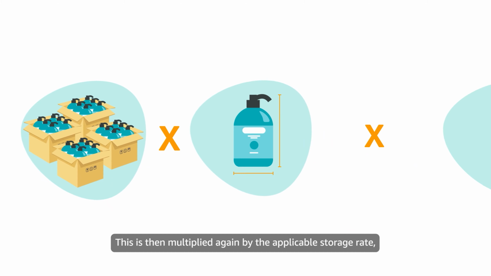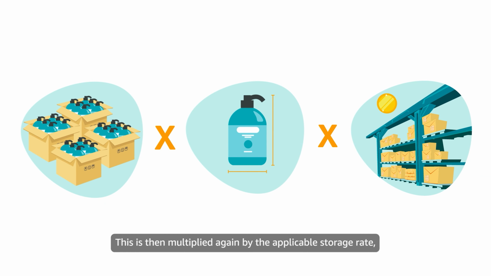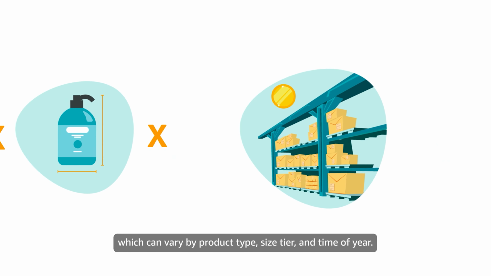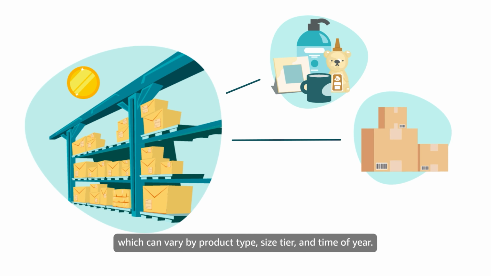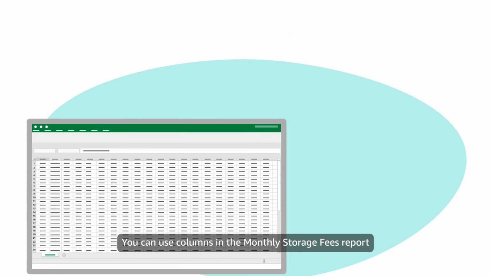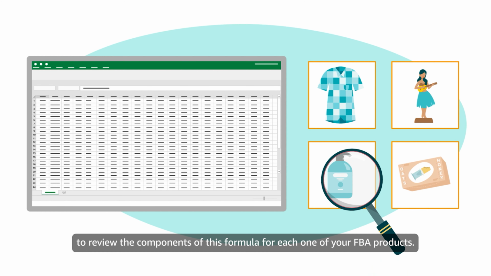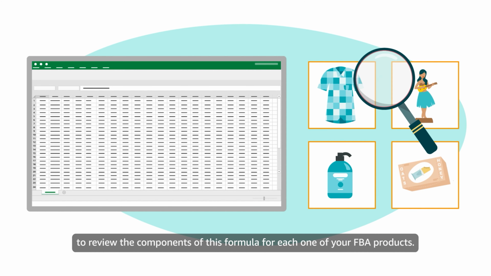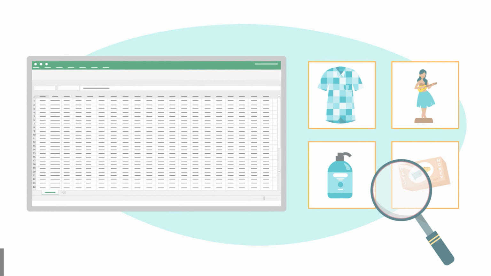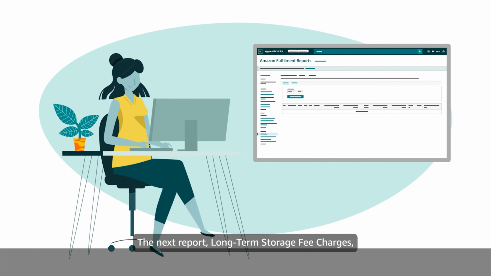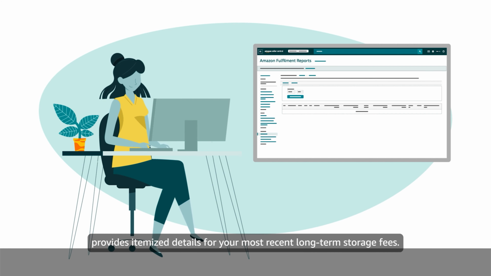This is then multiplied again by the applicable storage rate, which can vary by product type, size tier, and time of year. You can use columns in the monthly storage fees report to review the components of this formula for each one of your FBA products. The next report, Long-Term Storage Fee Charges, provides itemized details for your most recent long-term storage fees.